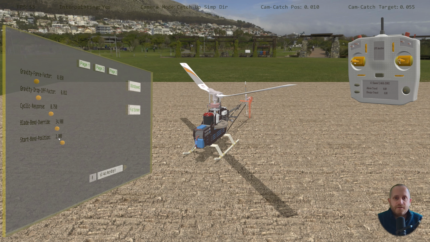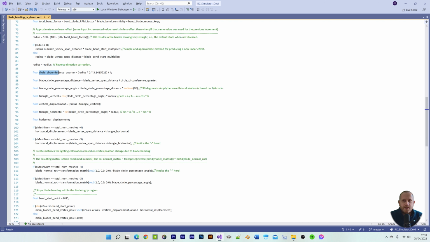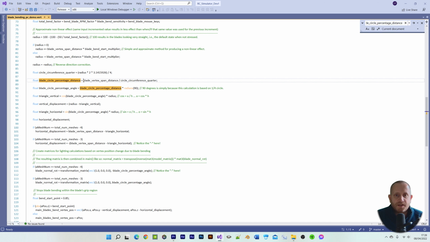The main aspect of the bending calculation is based on mapping, or wrapping, the straight length of the blade around 1/4 of a circle's circumference, and then using some basic trigonometry. First, the length of the blade up to the vertex Z position is divided by 1/4 of the circumference of a circle that has a radius equal to the previously calculated radius.